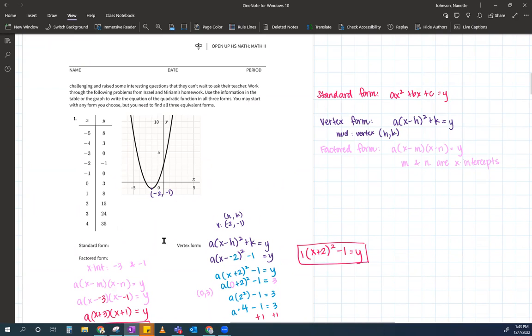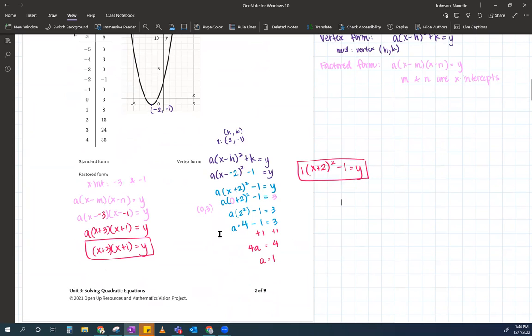So I'll tell you right now, whenever they give me a graph or a table, I'm probably not going to find standard form first. I'm probably going to find factored form or vertex form first. Then I would use one of these two to multiply out to get my standard form. Which one would you rather multiply out? This one, factored form, or this one, vertex form?